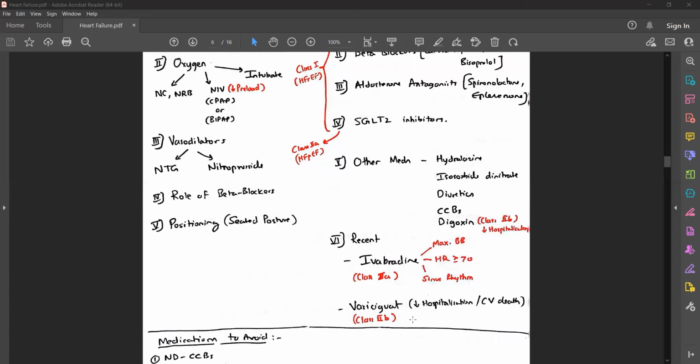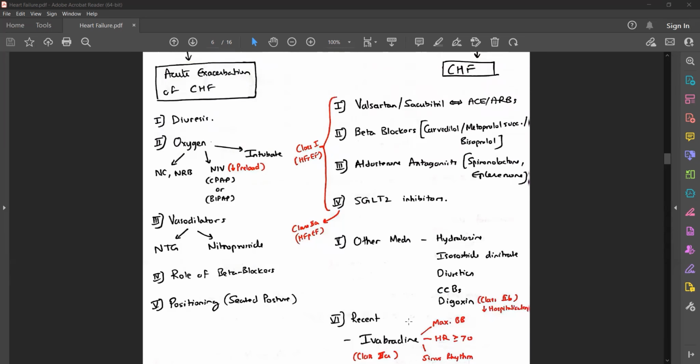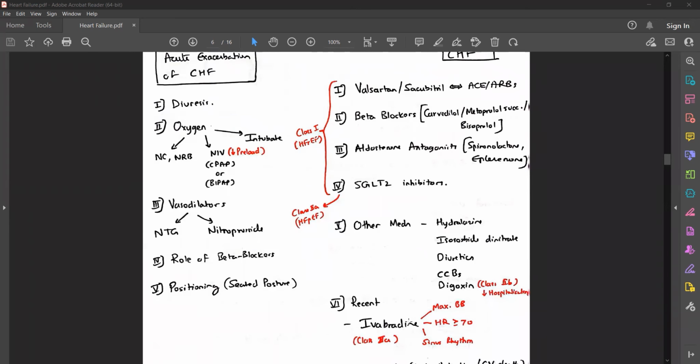Then we have one more drug, vericiguat, based on the VICTORIA trial, which you can read. It helps reduce hospitalization and cardiovascular death. It has a class 2B recommendation in case of HFrEF. So these are different classes of medications.